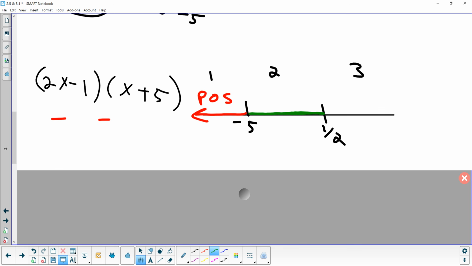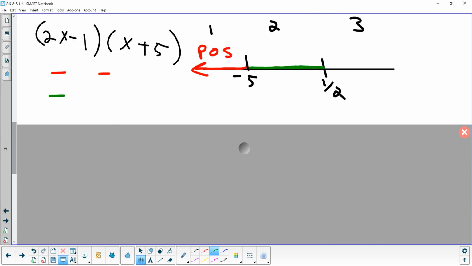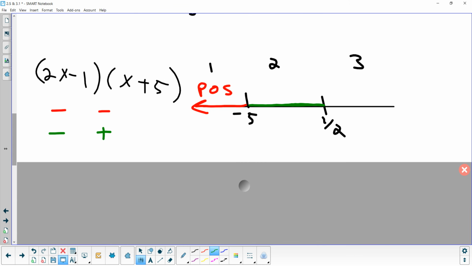Between -5 and 1/2. Matt, if I'm between -5 and 1/2, what section of my first number line am I in? Yep, I'm in the negatives. Francesca, if I'm between -5 and 1/2, how about in the second number line? Negative? Positive? Positive, right? 1/2 would be like over here somewhere. So between -5 and 1/2, we'd be in the positive section. And Casey, what's a negative times a positive? Negative. So if you pick any number in section 2 and plug it into the original problem, you will get a negative result.